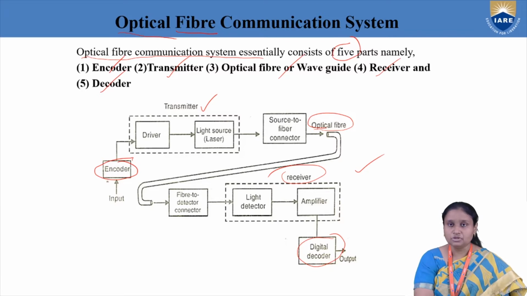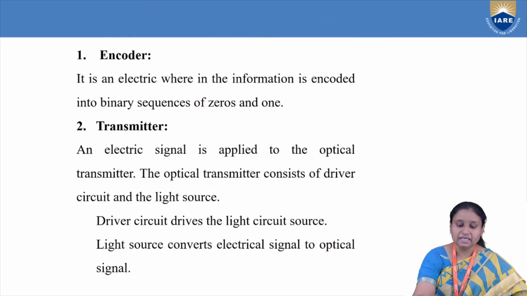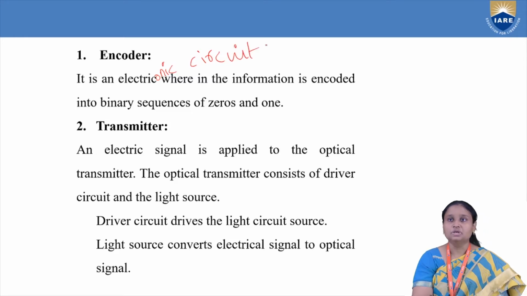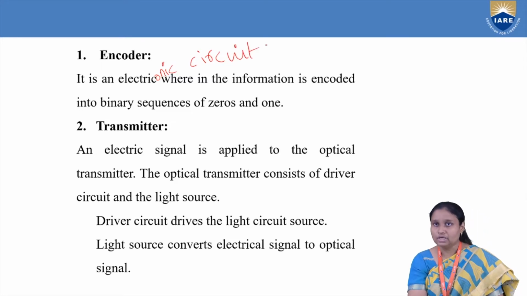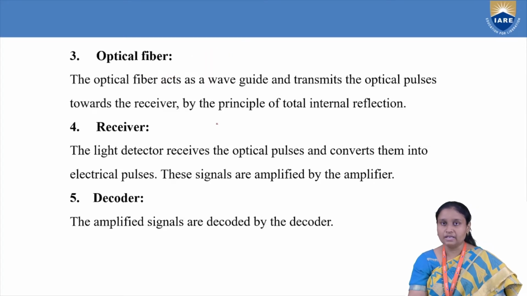First we'll come to the encoder. What is the role played by the encoder? The encoder is actually an electronic circuit, and what this electronic circuit will do is encode that information into binary sequences, that is zeros and 1s.